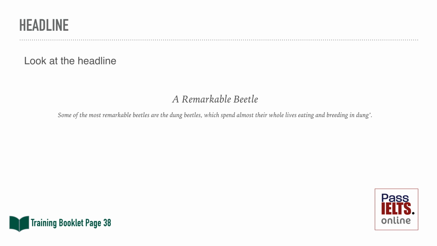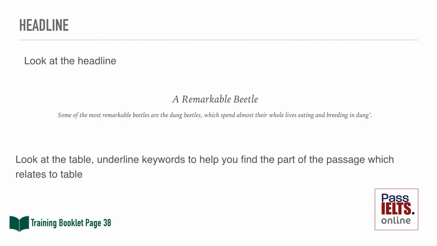It's about a kind of beetle called a dung beetle. Now you need to find which part of the passage the questions in the table relate to by using the keywords in the table to help you find the paragraph. You have lots of words you can scan for, such as French, 2.5 centimeters, and Spanish. It starts in paragraph F.